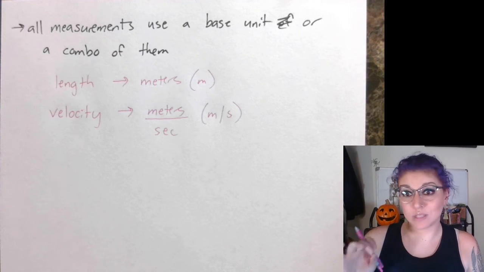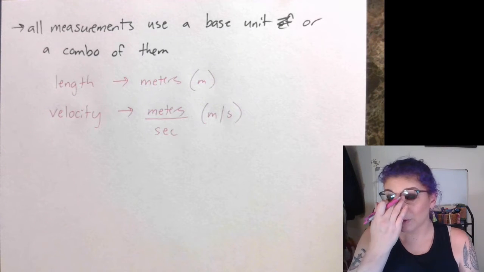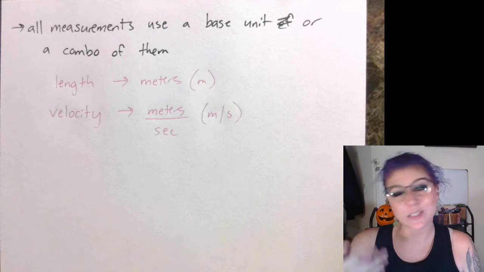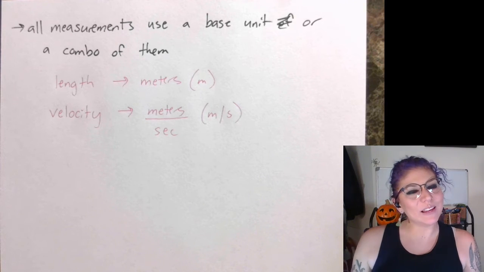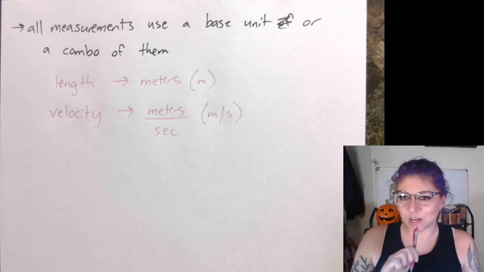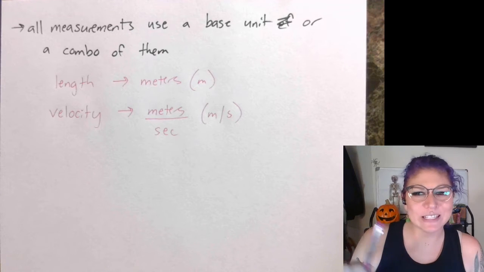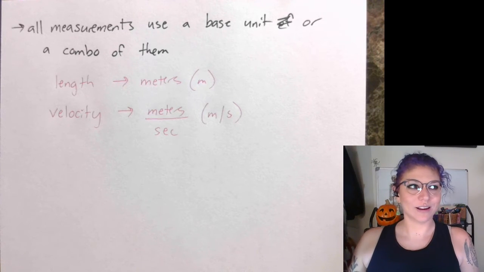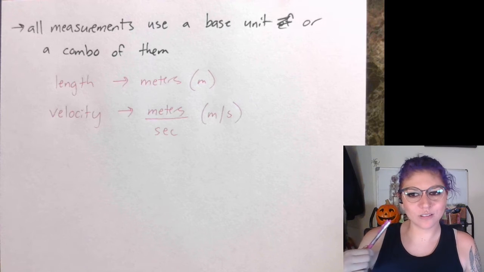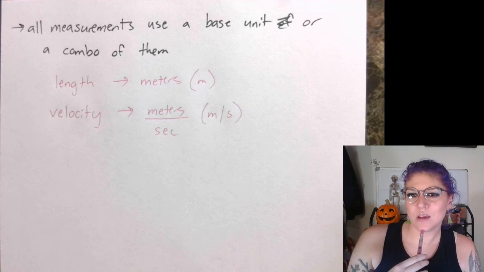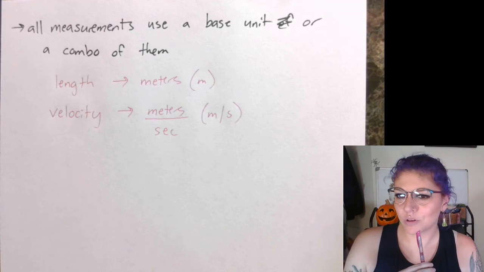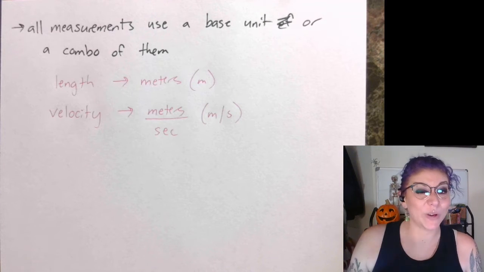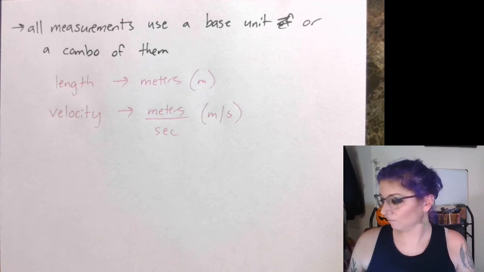And this is actually really important because if you're trying to solve a problem and you start with one unit, but you need to get to a different unit, how can you use a combo of them to cancel out the ones you don't want? We'll actually get into that a little bit later.